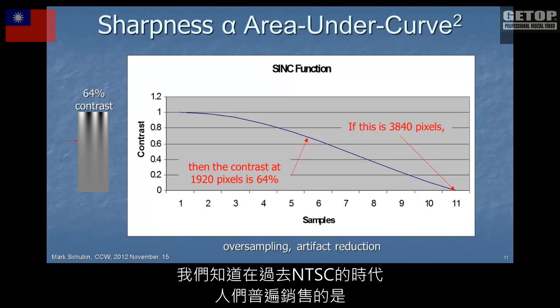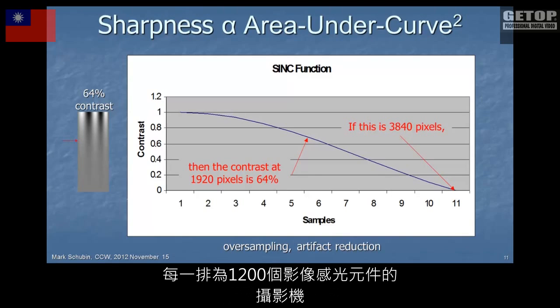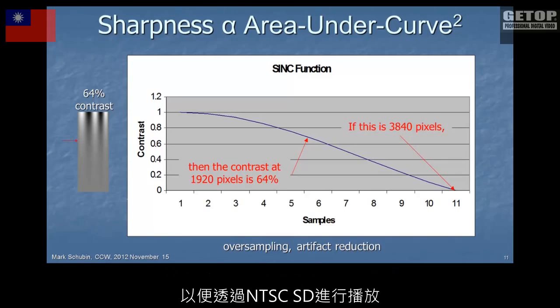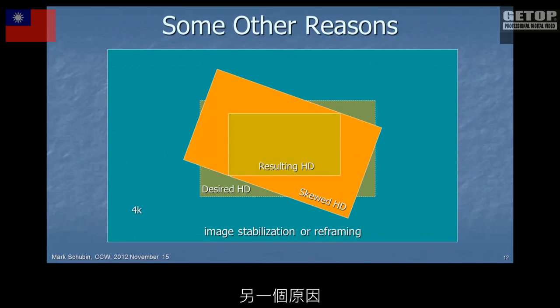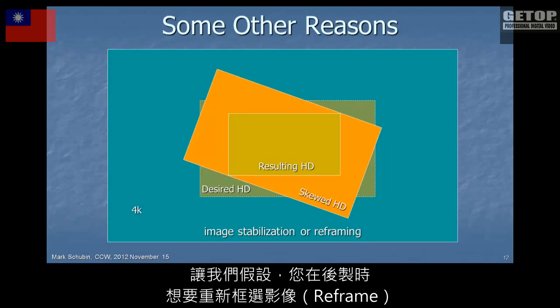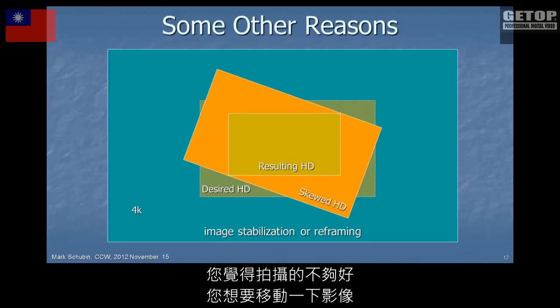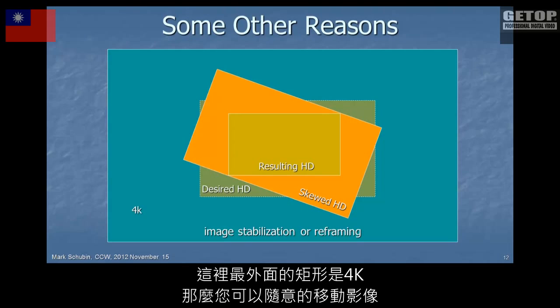We knew this back in the NTSC days when people typically sold cameras that had 1,200 image sensors per row for something that was going to be broadcast through the NTSC standard definition chain. Some other reasons. Let's say you want to reframe in post. You decide the shot wasn't so good. You want to move things around. Well, if this outer rectangle is the 4K, then you can move the shot around, do all kinds of stuff.